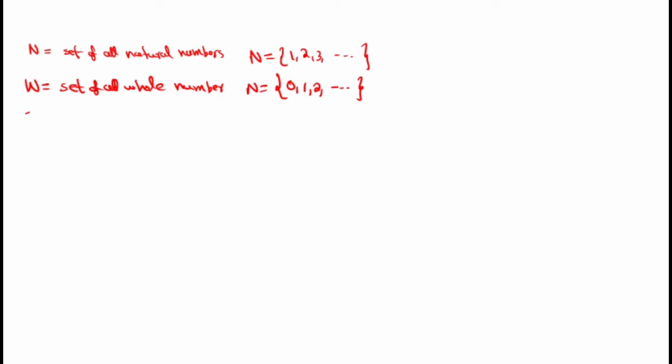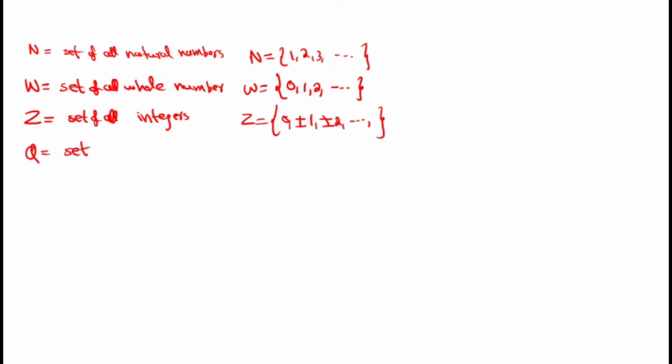Then take the integers, Z. We read it as the set of all integers. Or you can write Z is equal to 0, plus or minus 1, plus or minus 2, dash, dash, dash, plus or minus infinity. Up to infinity it goes, so I am putting dash, dash, dash. Next one is Q. We call it the set of all rationals.